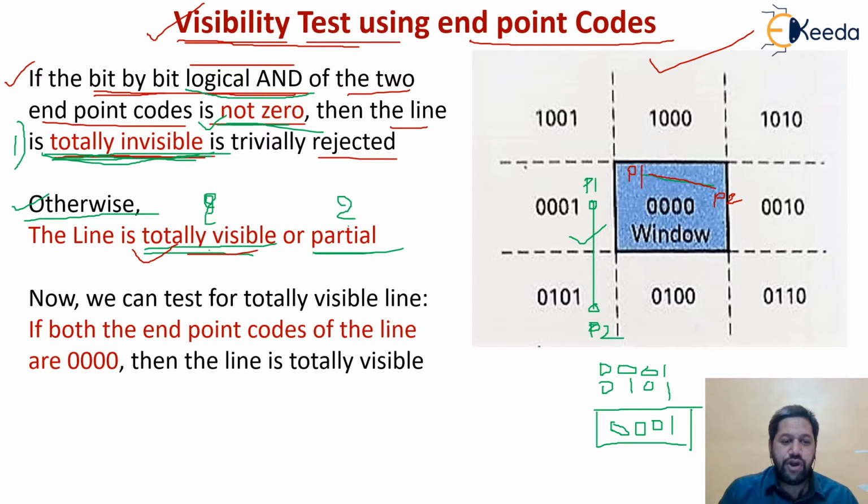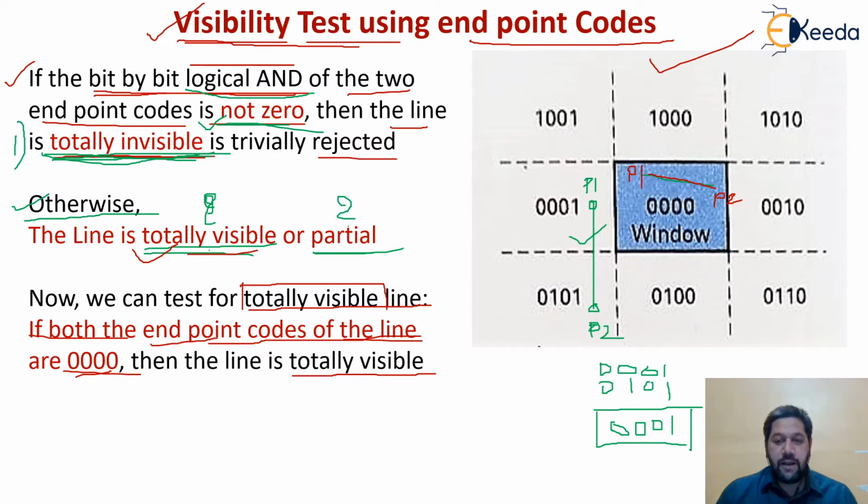This is what I have mentioned here. Now we can test for a totally visible line. When the line is totally visible, both endpoint codes of the line are 000. Here the P1 endpoint code is all 0. What is the P2 endpoint code? All 000. So it is very simple. If both endpoint codes of the line are 000, it indicates that the line is totally visible.